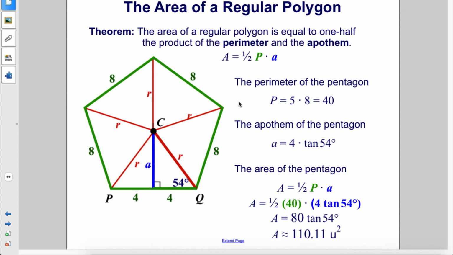The perimeter of the pentagon is 40. P equals 5 sides, and each side is 8, so 5 times 8 is 40. The apothem of the pentagon equals 4 times tangent 54. The area of the pentagon equals 1/2 p times a. So we've determined that p was 40, and a is 4 tan 54. Therefore, the area is about 110.11 units squared.